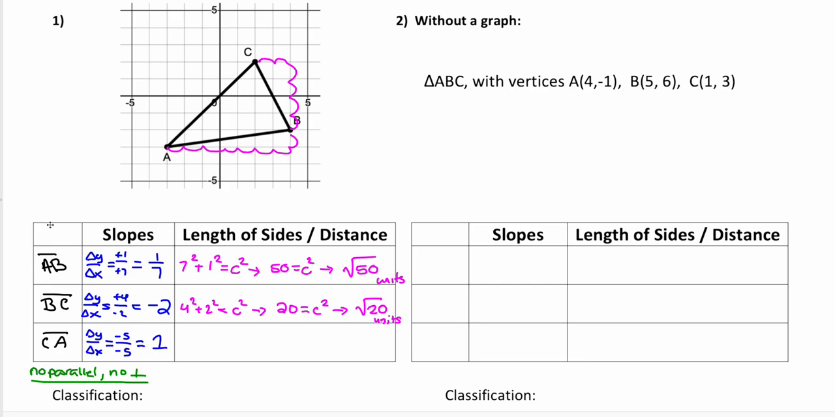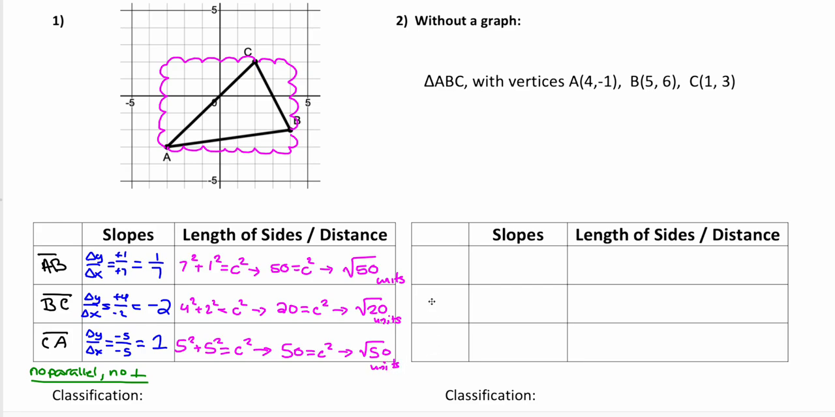Our last one is from C to A. Again, I'm going to count from C to A. It's going to be 1, 2, 3, 4, 5, and then 1, 2, 3, 4, 5. So I have 5 squared plus 5 squared is equal to c squared. 5 squared is 25 plus 25 is 50. So we have 50 equals c squared. That means our length of CA is the square root of 50 units.